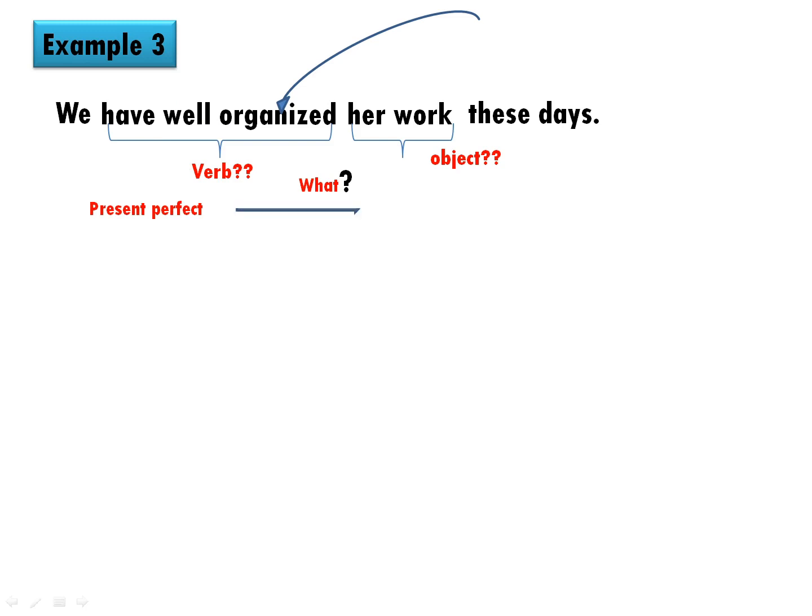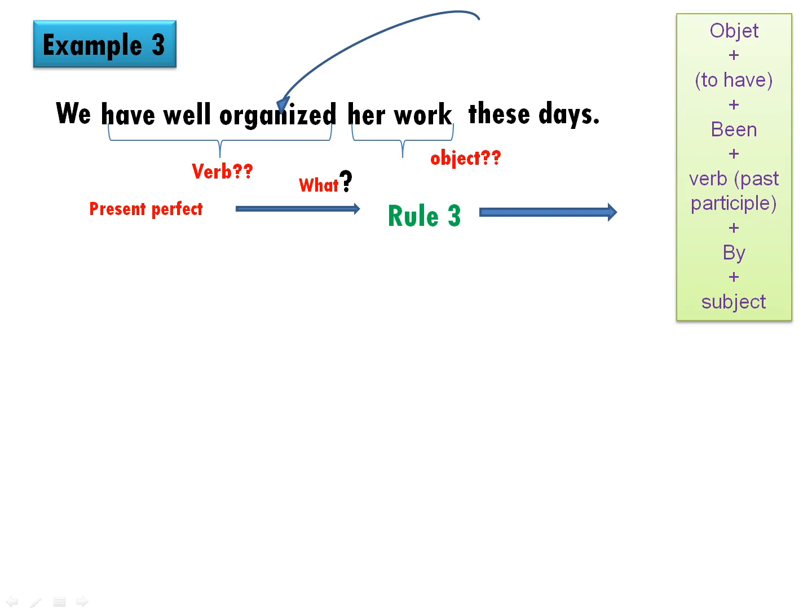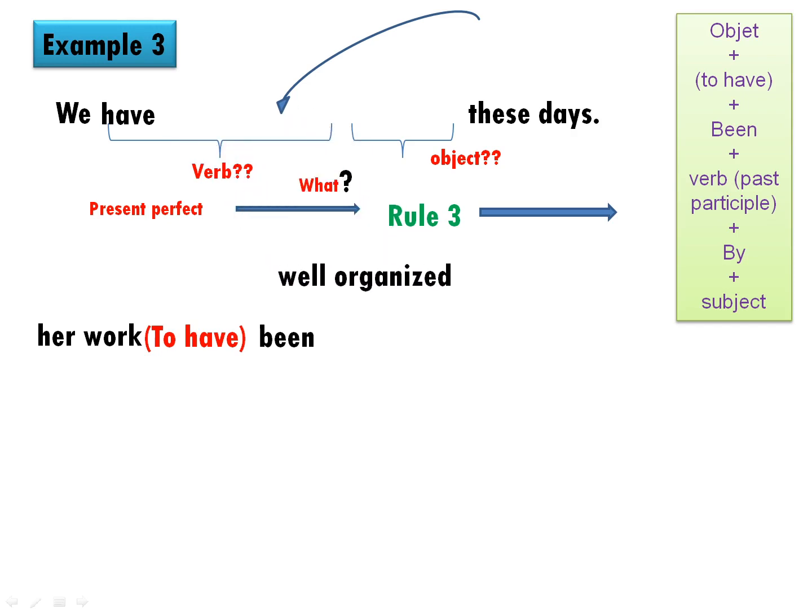Great. So what rule am I going to use with the present perfect? It is rule number 3. Awesome. What is this rule number 3? It is object plus to have plus been plus verb past participle plus by plus the subject. Let's apply the rule then. Okay. So where is the object? Her work. Great. So this is the object. And then I need to put to have as the rule says, and then been as the rule says, and then the verb in past participle. This is the verb in past participle, and well is just an adverb. Okay, it's just an adverb.